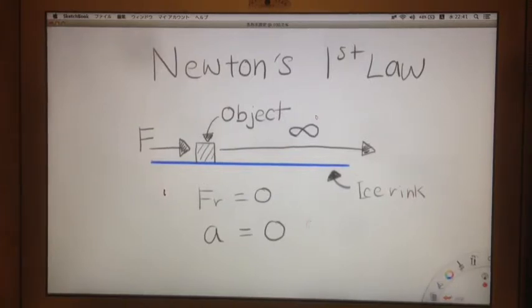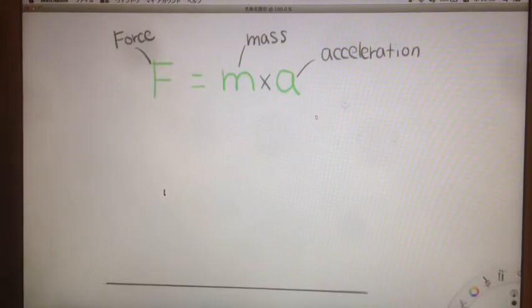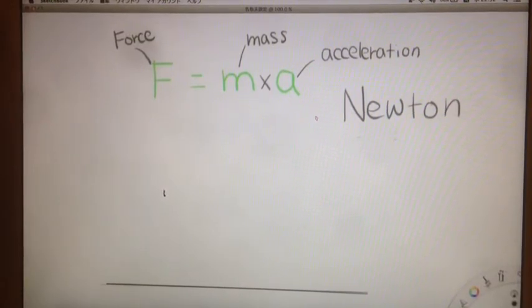Now we're going to go to the second law. Hello everyone. Last time we were looking at Newton's first law of motion. This time, as a continuation, we'll be looking at Newton's second law of motion. Yes, you did guess it. That's right. You know how to count.